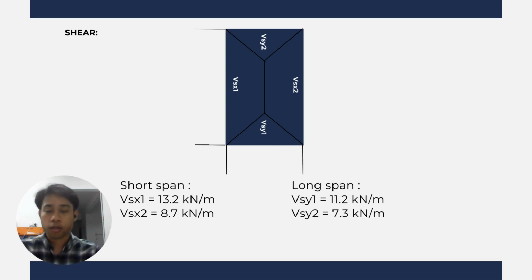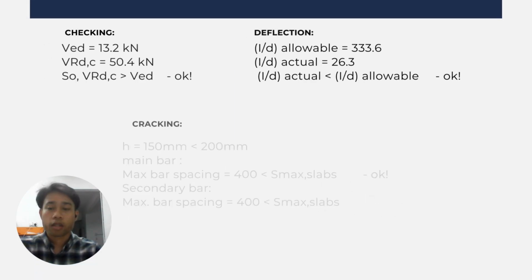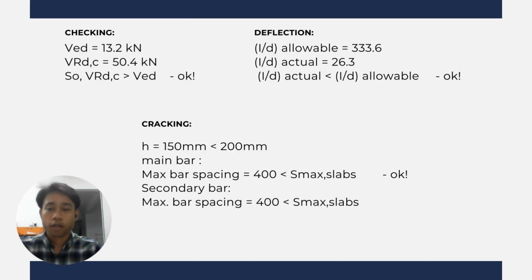For the frequent table 7.4, for the calculation, BSX1 we get 13.2 kN per meter, BSX2 8.7 kN per meter. For the BSY1 we get 11.2 kN per meter. For the BSY2 7.3 kN per meter. Now we go to the checking.